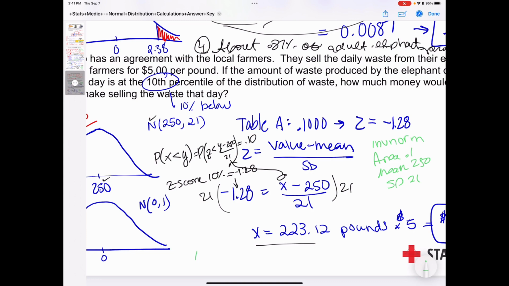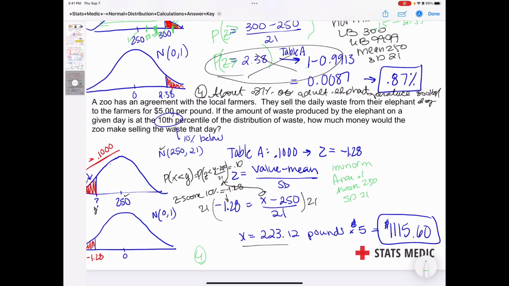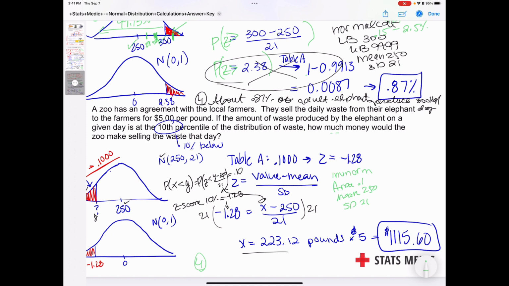Okay, and then the final step is to say how much money. So I would say here, my x is 223.12 pounds, and remember that's $5 a pound. So I would say about $1,115.60 is enough money to make this zoo selling a waste that day or less. So it's anything less than that number is a waste because we have to have 10%.